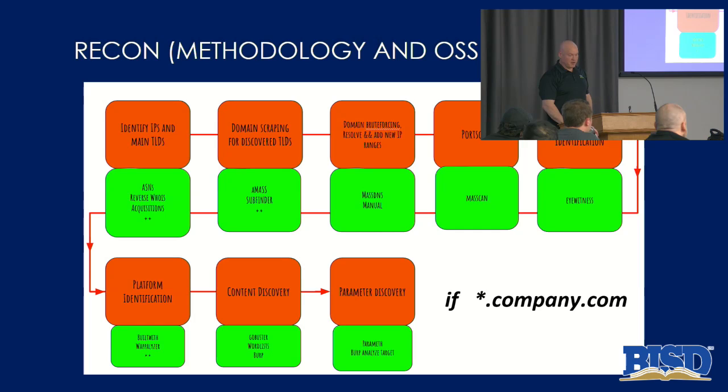Here's just kind of a recon methodology and open source tools that can be used. Here you can see where they're identifying IPs and main top level domains, domain scraping, discovering top level domains, domain brute forcing, resolving, port scanning, visual identification. There's some of the tools you can use for that. EyeWitness for port scanning, Masscan or Nmap, Amass, Subfinder for looking for subdomains.